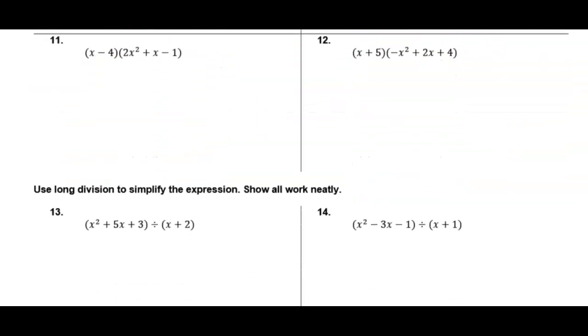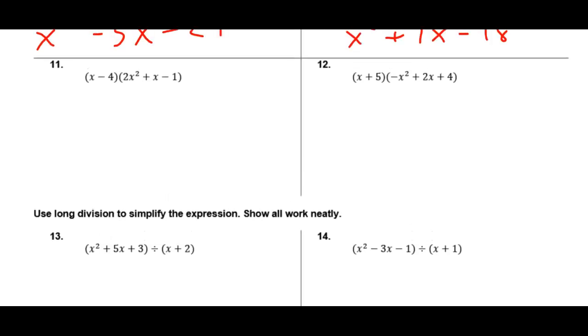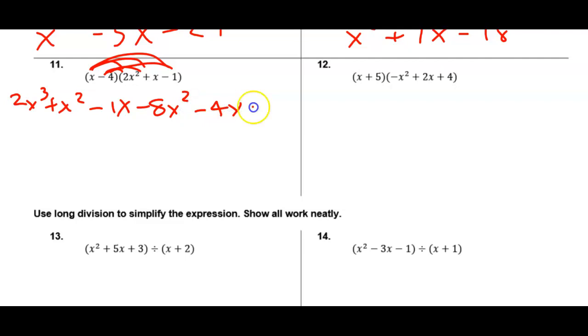11 and 12 are multiplying still. So first times all three of these. So it would be 2x cubed plus x squared minus 1x. And then negative 4 times all three. So negative 8x squared minus 4x plus 4.